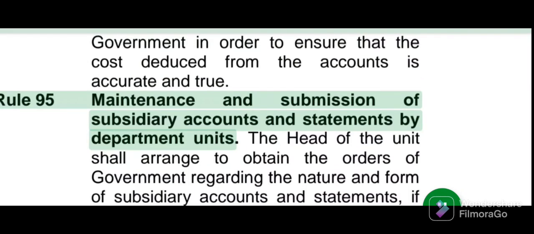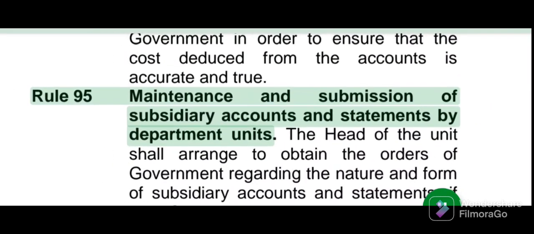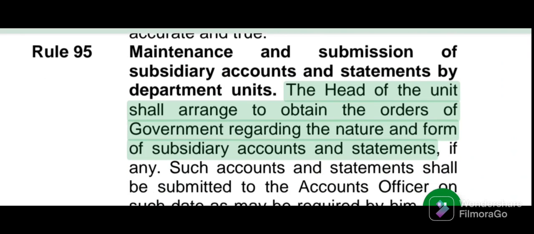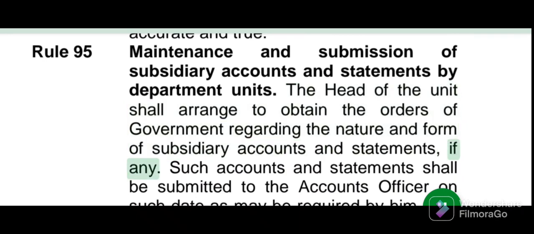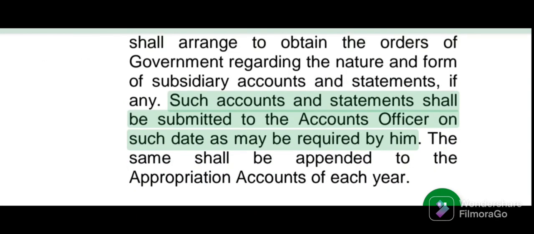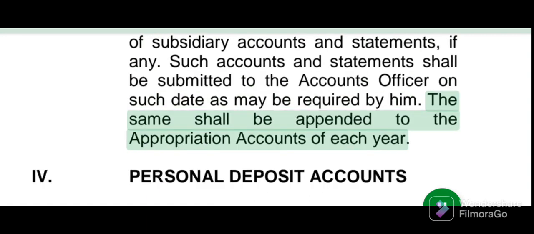Rule 95: Maintenance and submission of subsidiary accounts and statements by department units. The head of the unit shall arrange to obtain the orders of government regarding the nature and form of subsidiary accounts and statements, if any. Such accounts and statements shall be submitted to the accounts officer on such date as may be required by him. The same shall be appended to the appropriation accounts of each year.